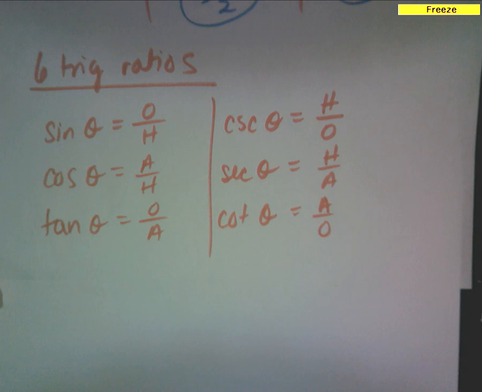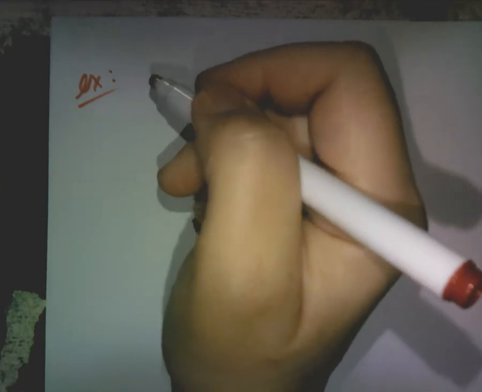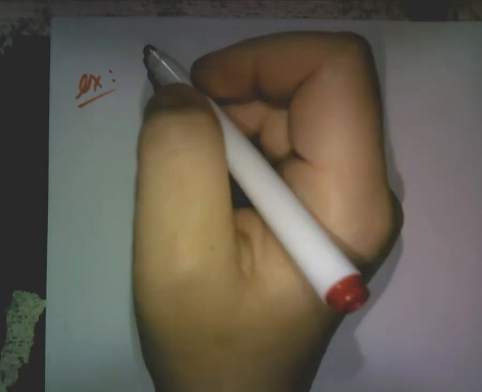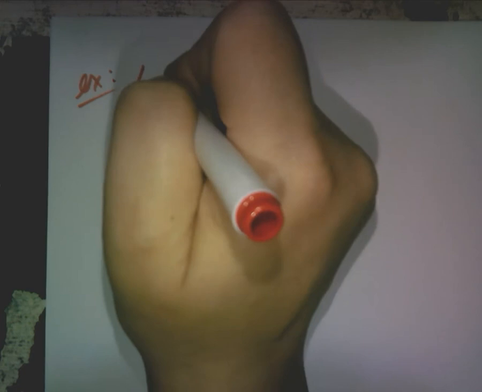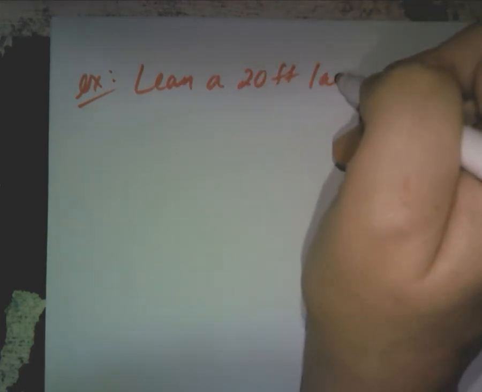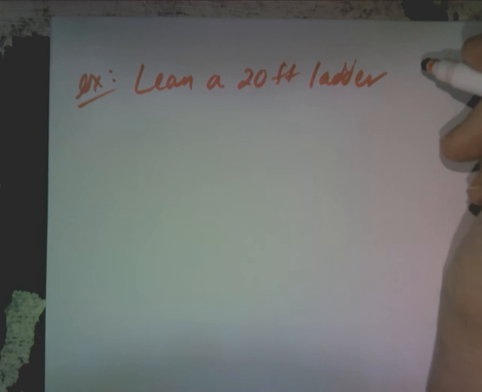Let me write the problem out, and you go. You guys got this written down, right? Good. You're doing so good. All right. A house painter wants to lean a 20-foot ladder against a house.